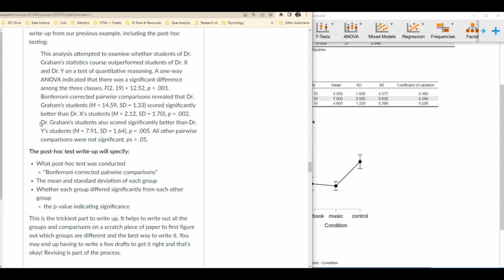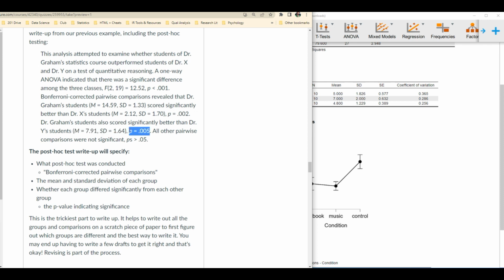Then there's an additional sentence in this case. Dr. Graham's students also scored significantly better. So this means that group 1 is also significantly higher than group 3. So in this scenario, group 1 is significantly higher than group 2 and group 3. So we see all 3 sets of means and standard deviations represented.